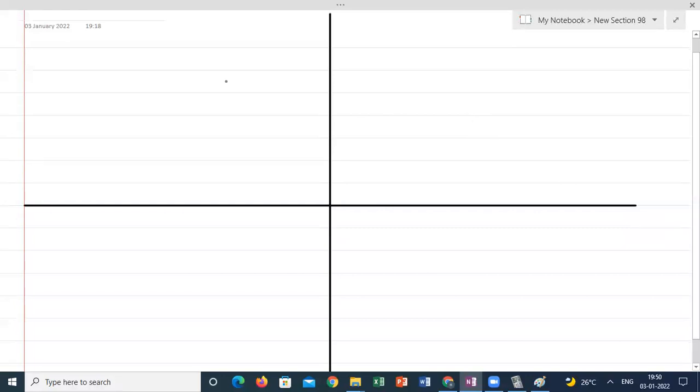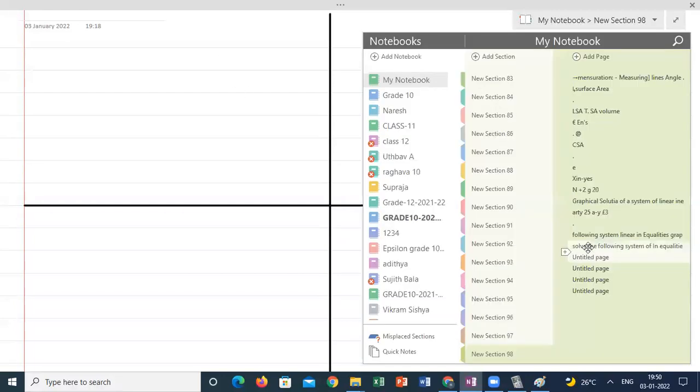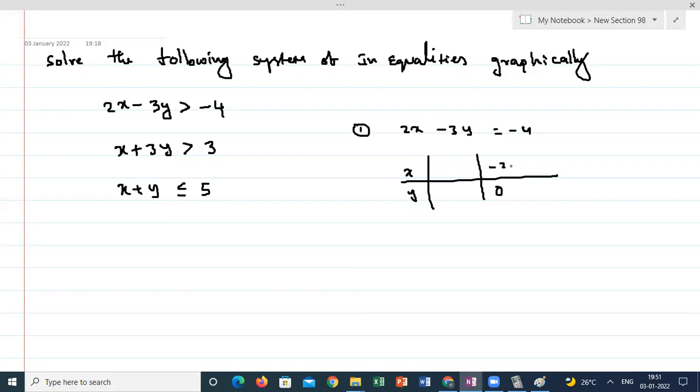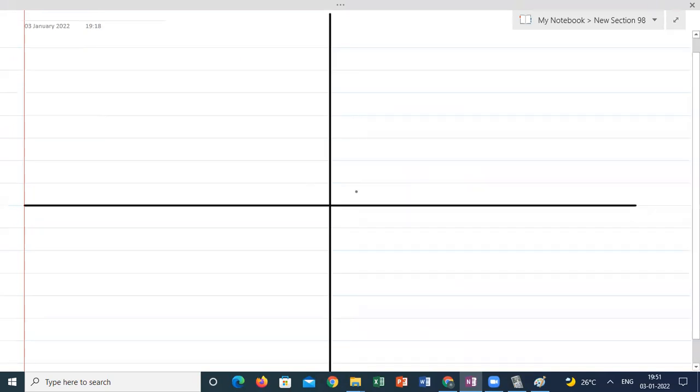When I'm taking the first equation, I'm making it an equation: 2x minus 3y is equal to minus 4. If I take y equal to 0, I will get x equal to minus 2. If I take x equal to 0, y is equal to 4 by 3, which is approximately 1.33.